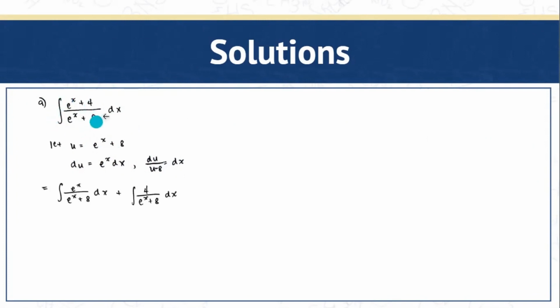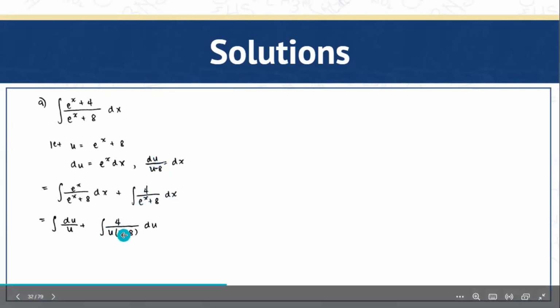And then this given, we can try to split them into two terms so that we can more easily substitute u and du into the given. After splitting them, we can substitute u and du. So for the first term, we know that e raised to x plus 8 is equal to u, and e raised to x dx is equal to du. So the first term is just du over u. The second term is 4 over e raised to x plus 8. And we know that this e raised to x plus 8 is u. We also know that dx is equal to du over u minus 8. So substituting those, we'll be getting these two terms.